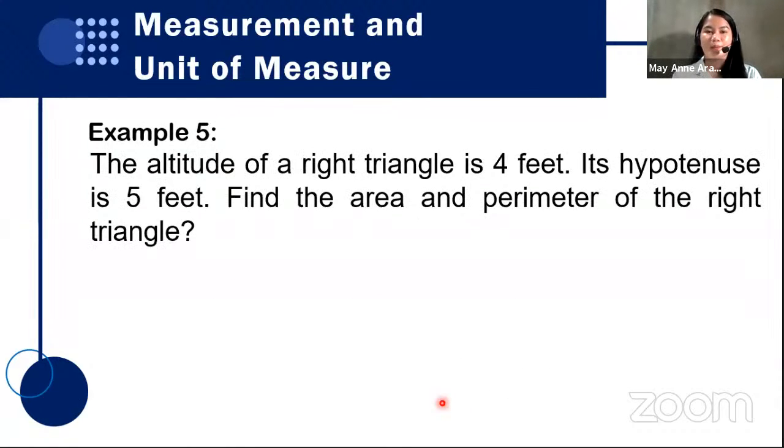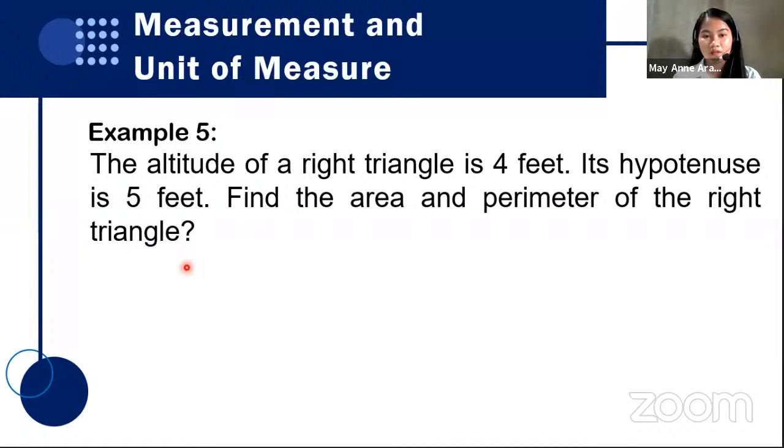Okay, another example. The altitude of a right triangle is 4 feet. Its hypotenuse is 5 feet. Find the area and perimeter of the right triangle. Okay, wait, tuldok to naging question mark. Find the area and perimeter of the right triangle.